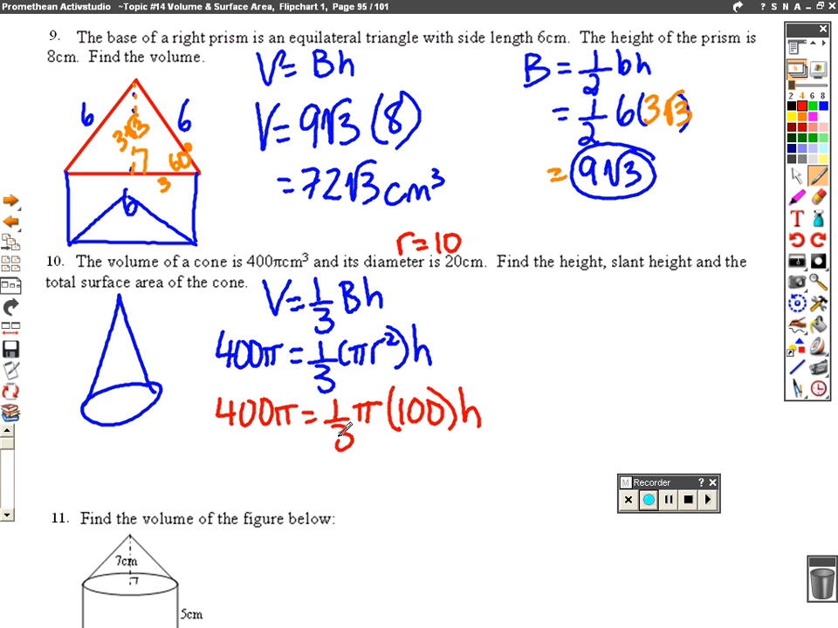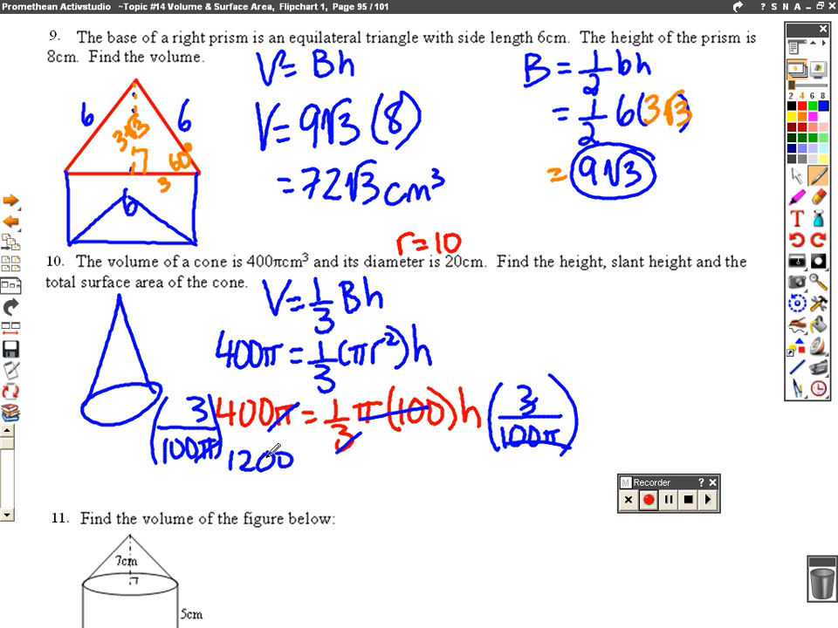To get rid of all that, I'm going to multiply by the reciprocal. The reciprocal of pi times 100 over 3 is 3 over 100 times pi. Just numerator goes to denominator. And the 100 pi's cancel. Everything over here cancels. Pi's cancel, and then we've got 3 times 400, which is 1200. And 1200 divided by 100 is just 12. And that's equal to h. All right, so h is 12, which is what they want me to get.